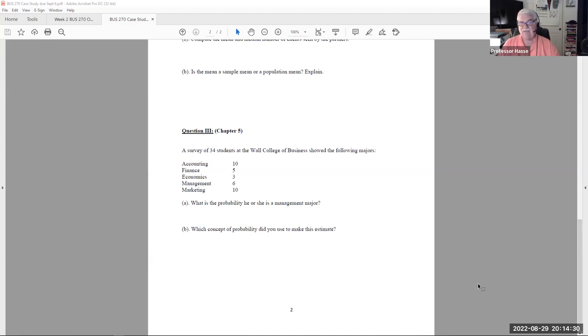And then which concept of probability did you use to make this estimate? Was it empirical? Was it subjective? Remember we just talked about that? Was it classical? What concept of probability did you use to make this estimate? Classical, empirical, subjective? And tell me that. All right, should take you about an hour or so to do that.